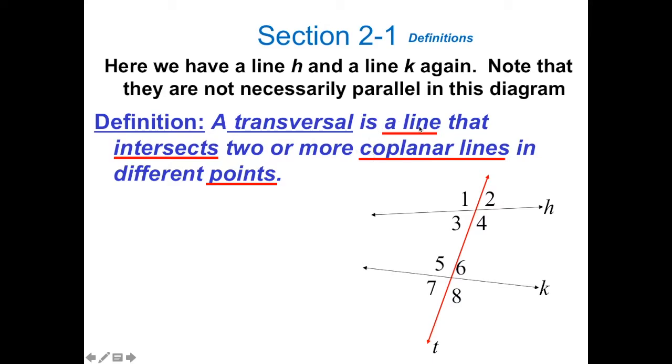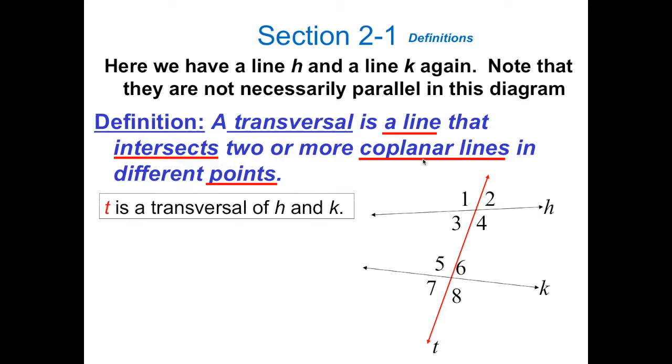So a transversal is a line that intersects two or more coplanar lines in different points. Got to be coplanar. And that's what we have here. One thing you've got to know about this, it might be abbreviated for us here: T is a transversal of H and K. I'm going to move on.